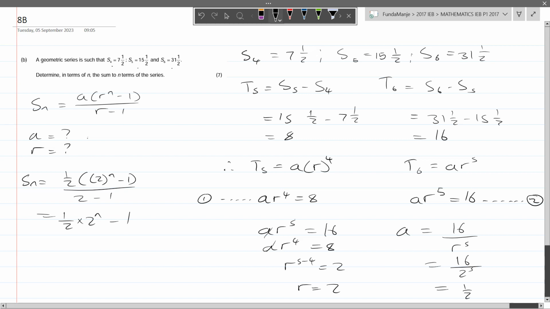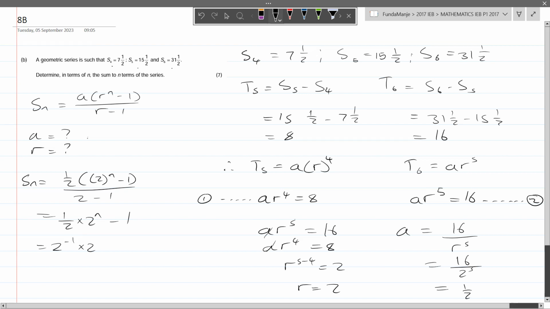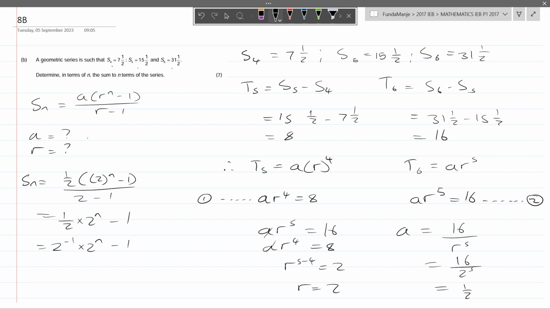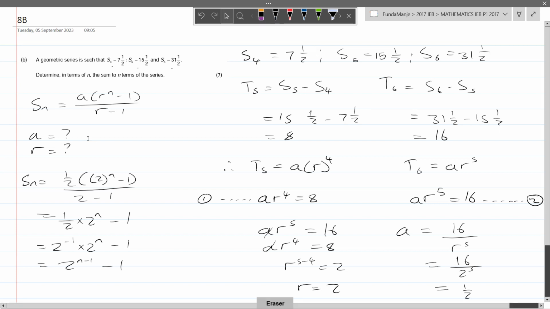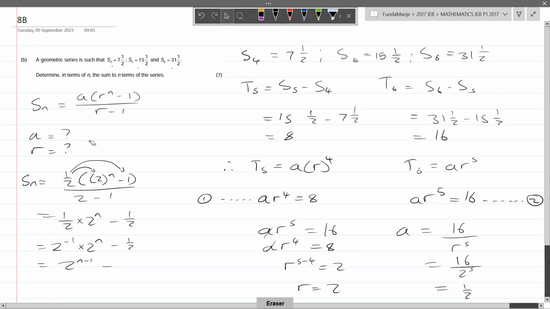If you want, you could simplify it a bit further. This will be 2 to the power of minus 1 times 2 to the power of n minus 1. And then this will be 2 to the power of n minus 1 minus 1. Actually, it will be minus a half because I'm forgetting to multiply this by half. So the half will multiply that, and it will multiply that. So that will become minus a half. And then that will be your answer.